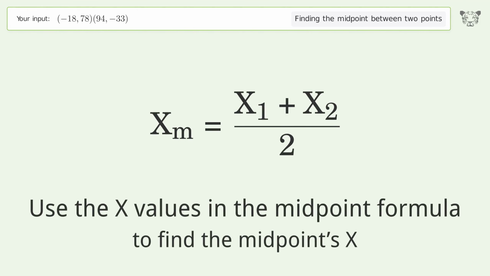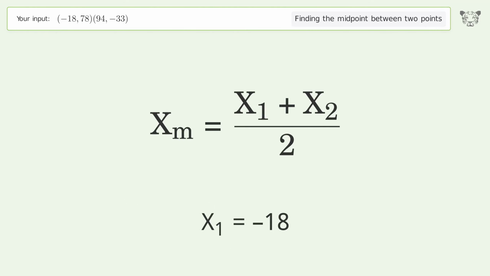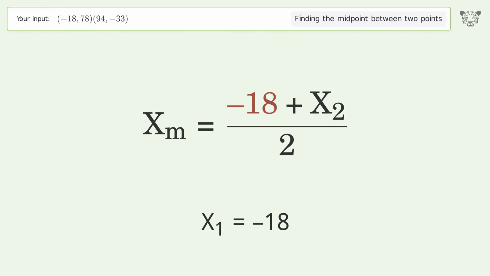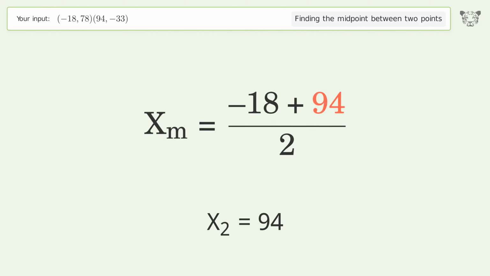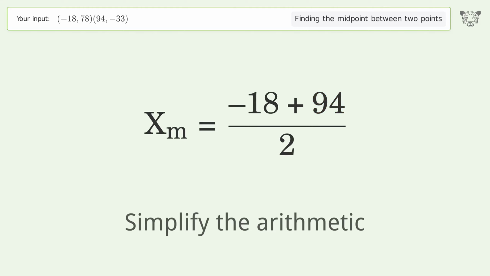Use the x values in the midpoint formula to find the midpoint's x. x1 equals -18. x2 equals 94. Simplify the arithmetic.